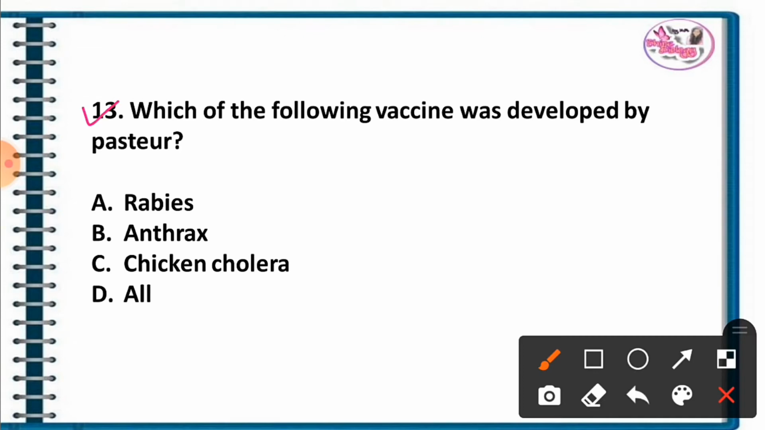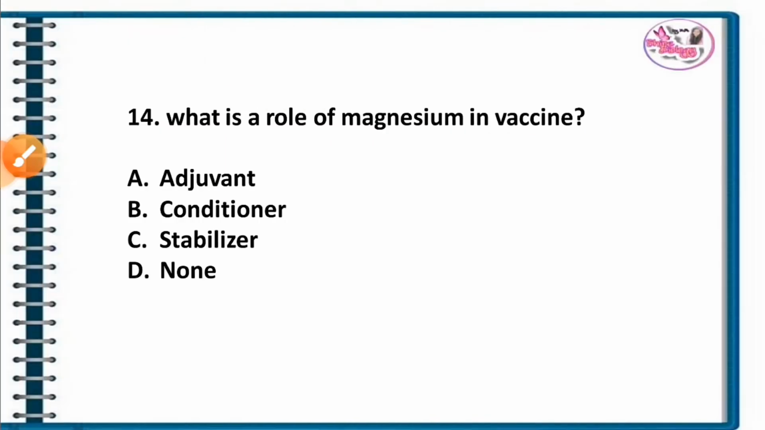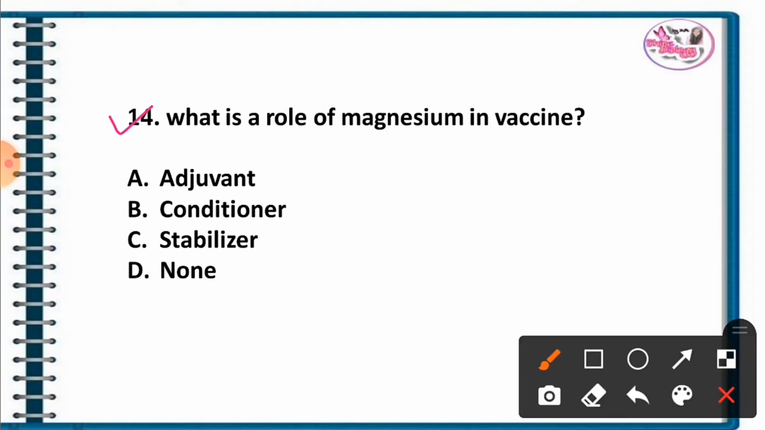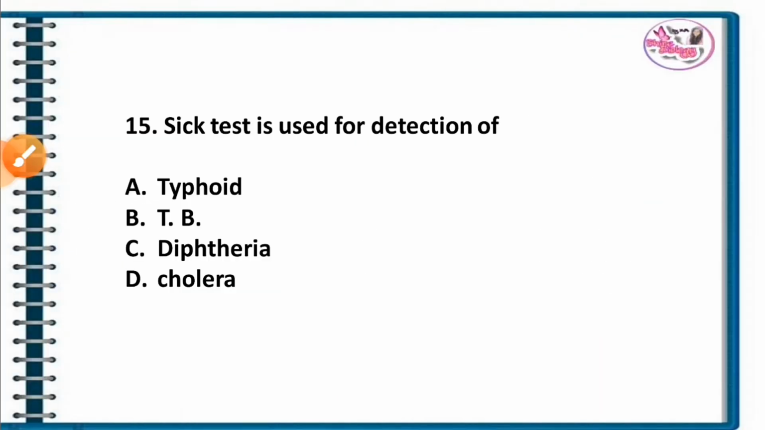Question 13. Which of the following vaccines was developed by Pasteur? The correct answer is option D. All. Rabies, anthrax, and chicken cholera vaccines were developed by Pasteur. Question 14. What is the role of magnesium in vaccine? The correct answer is option C. Stabilizer. Magnesium works as a stabilizer in vaccine.